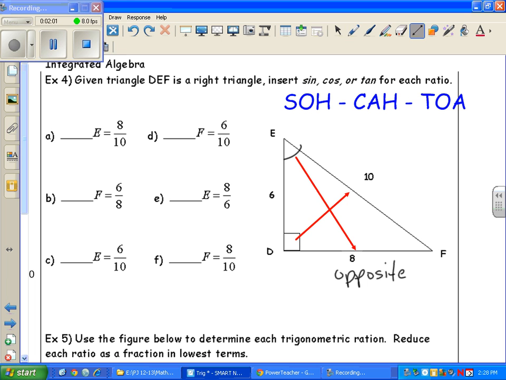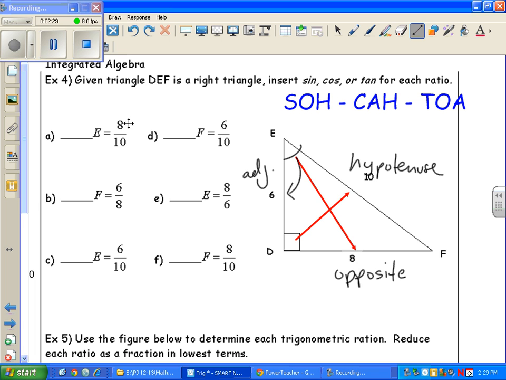We know that the hypotenuse is always opposite the right angle, and it's always the longest side, so it had to be 10. And then the adjacent side to angle E would be side DE, which is 6 units. So we have adjacent, opposite, and hypotenuse labeled. This is all in reference to angle E. So what I could do is do all the problems that have angle E in them using these labels.